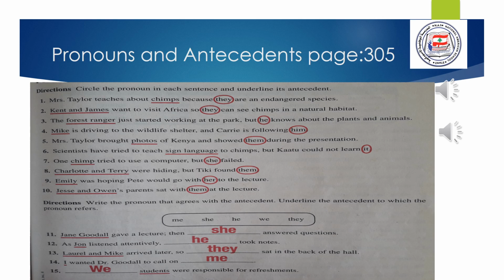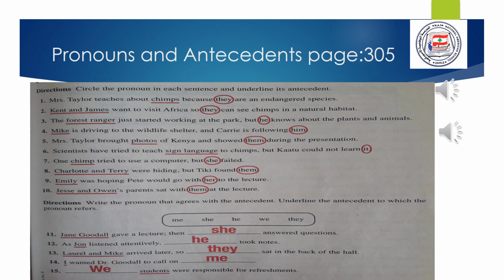Exercise 2. Write the pronoun that agrees with the antecedent. Underline the antecedent to which the pronoun refers. We have in the box these pronouns: me, she, he, we, and they. 11. Jane Goodall gave a lecture. Then she answered questions. She refers to Jane Goodall.